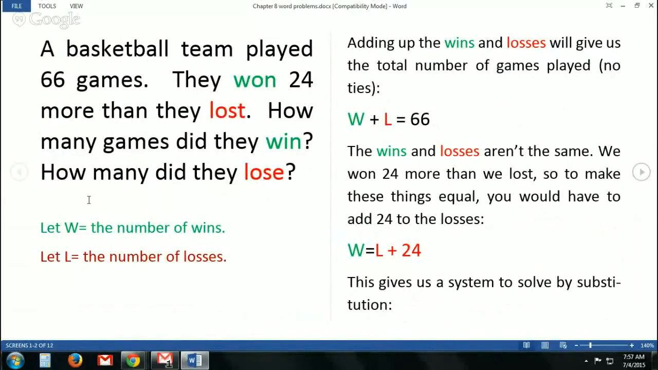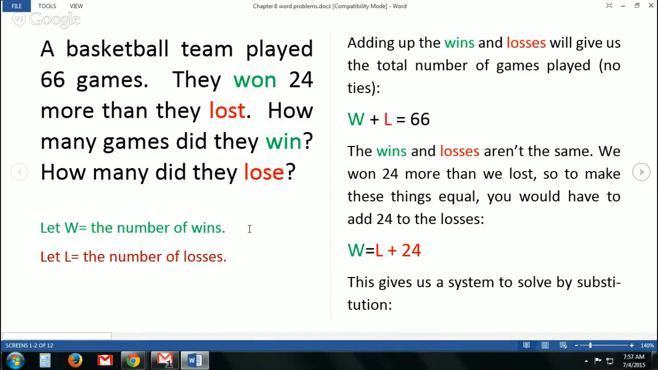Let's look at some word problems that involve systems of equations. For the first one, a basketball team has played 66 games. They won 24 more than they lost. We want to know how many did they win and how many did they lose.